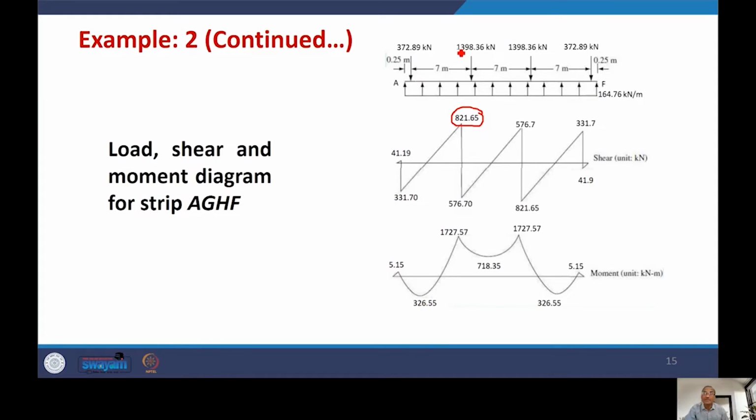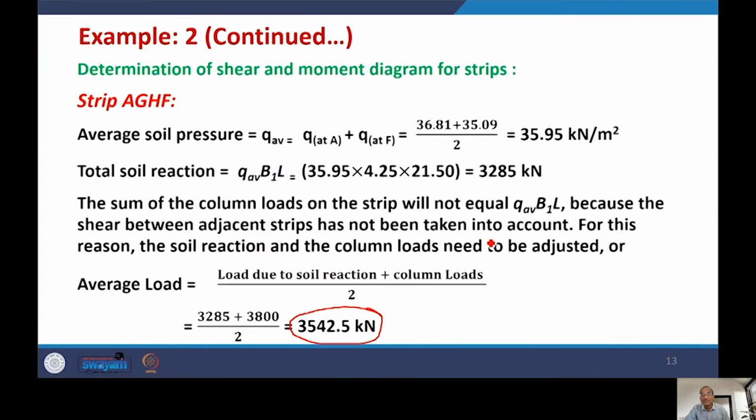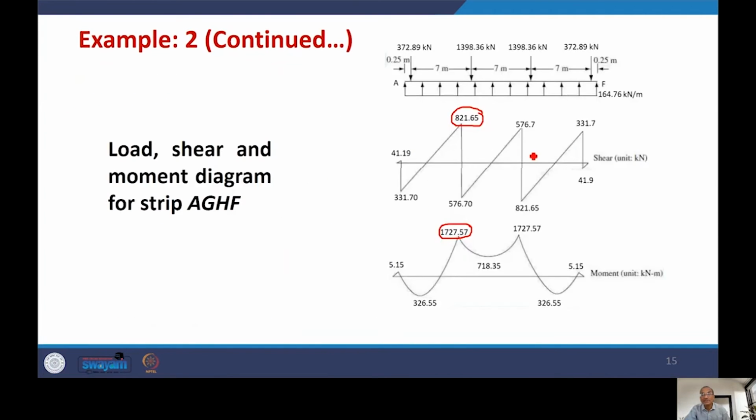Then, due to the presence of this load, this UDL, this goes to a maximum here, at this point which corresponds to this point, you get 727.5. So the maximum bending moment is this, and you need to design your raft according to this for this strip. So for the EGHF system, these are the shear force and maximum bending moment diagrams shown here, and accordingly reinforcement needs to be done.